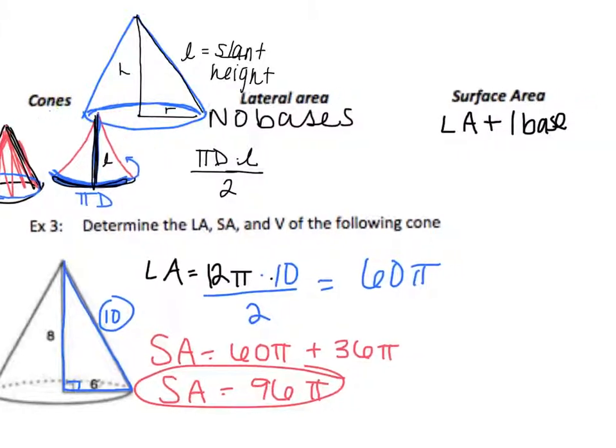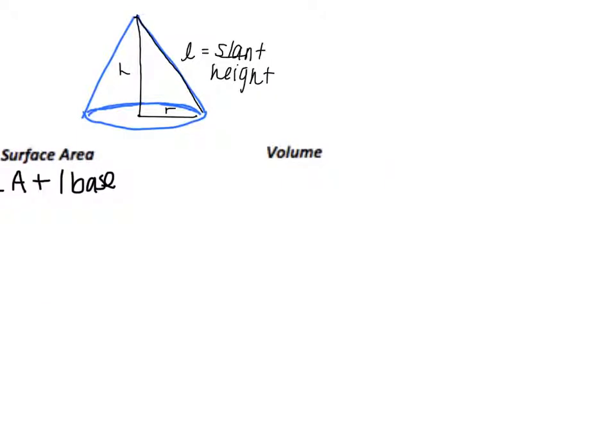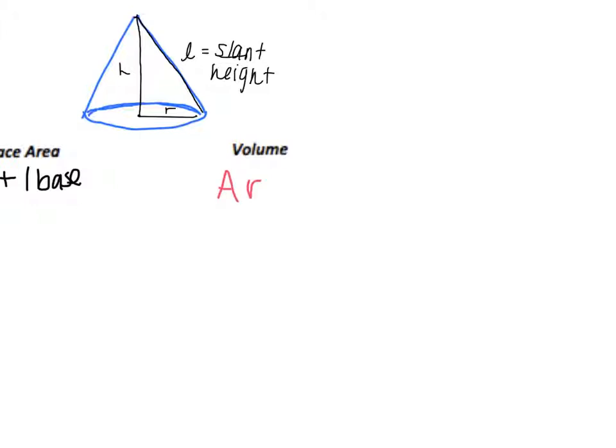Okay, almost done. The last thing that we got to talk about is volume. So with volume, just like before when we had a prism and a cylinder, we said it was the area of the base times the height. Well, with cones and pyramids, you're still going to think about it in terms of the area of the base times the height, but these objects are smaller. Okay, I'm going to use H to represent the height on the inside. Okay, this is the inside height on our cone.